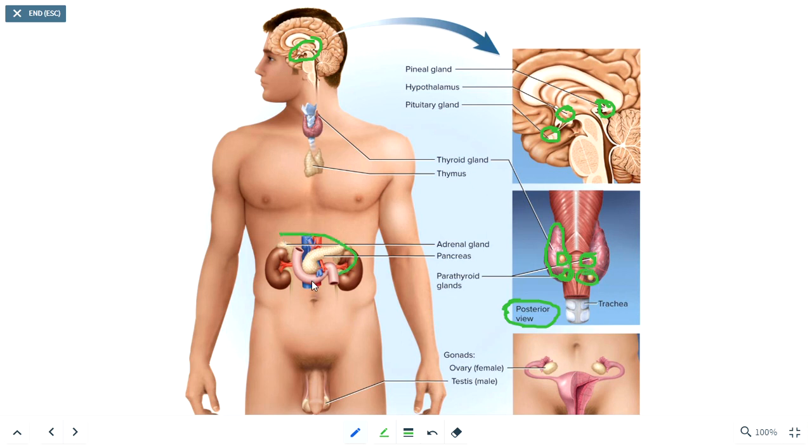Within the abdominopelvic cavity, we're going to have the adrenal glands directly superior to the kidneys, two adrenal glands for two kidneys, and then we have a big fat kind of hook-shaped or comma-shaped pancreas. Males are going to have a testicle. Females will have an ovary.